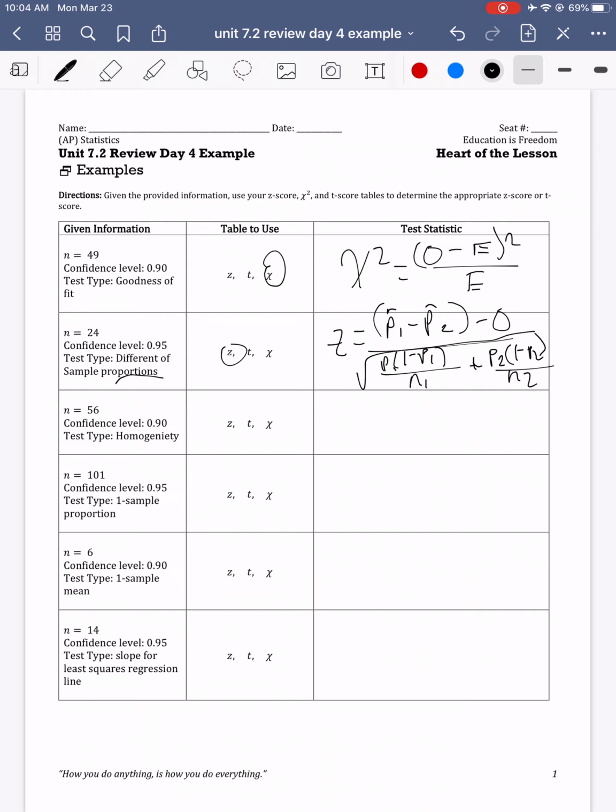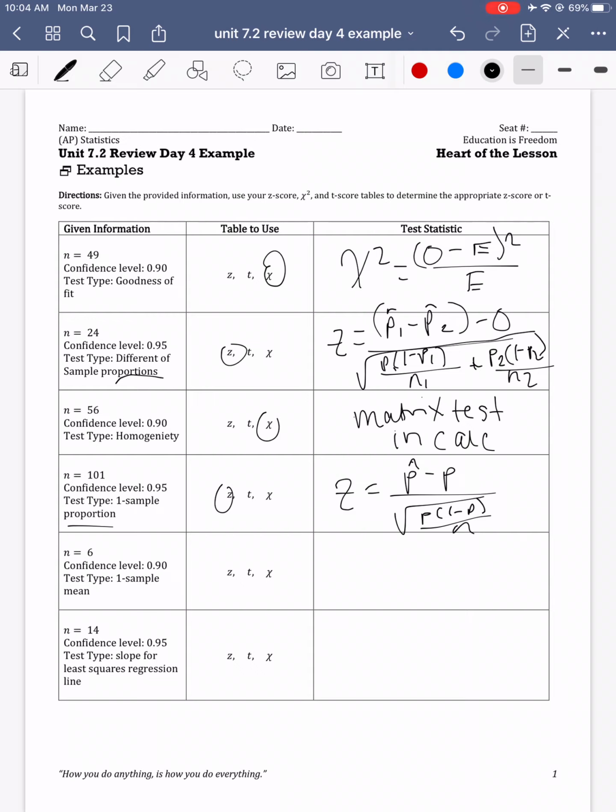Next one, type of test is homogeneity, so chi-square again, and then technically we are using the same formula as above, but I'm just going to write that we are going to use the matrix test in our calculator. That's how we get the test statistic. One sample proportion here, so again proportions is z, so z is equal to p hat minus p over square root of p not, 1 minus p over n.